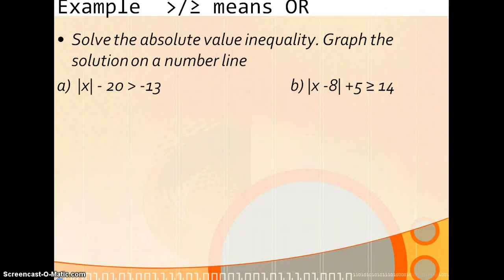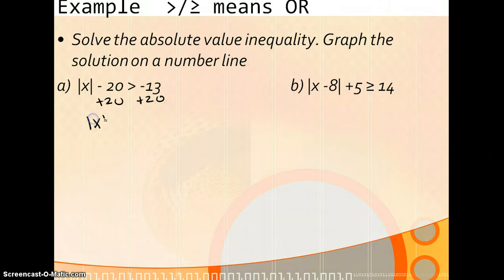So the first example tells us to solve and then to graph: the absolute value of x minus 20 is greater than negative 13. The first thing that you need to do with all absolute values is the same. You need to isolate the absolute value itself in order to split it into two separate equations. So for A, we're going to add 20 to both sides.